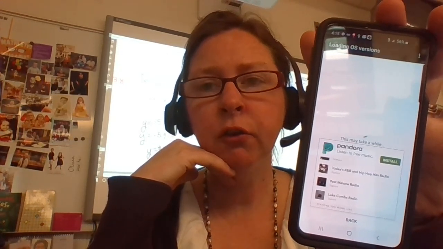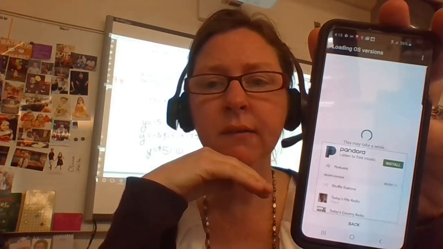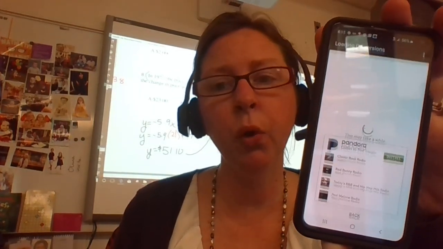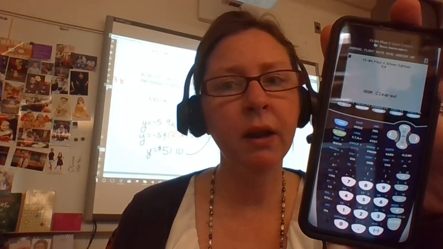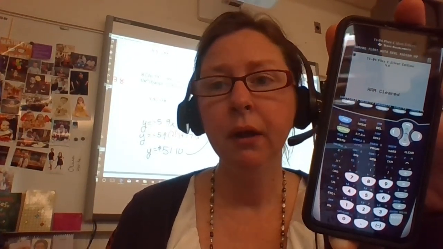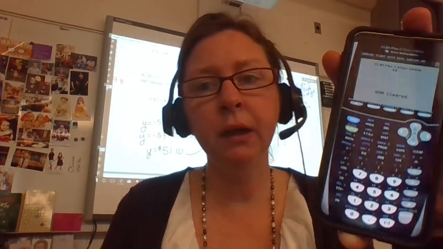So you just need to be a little patient with this. Sometimes it takes a few tries to figure out which of the calculators will work best on your phone. And when it's ready, it just pops right up. You're already starting with a clear memory. So I'm going to hit clear, and then it's ready to go like any other calculator.